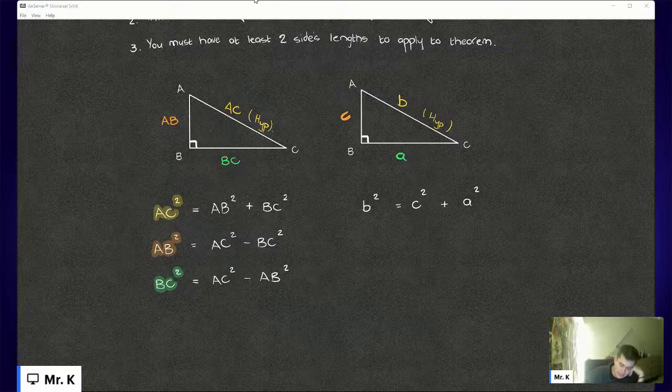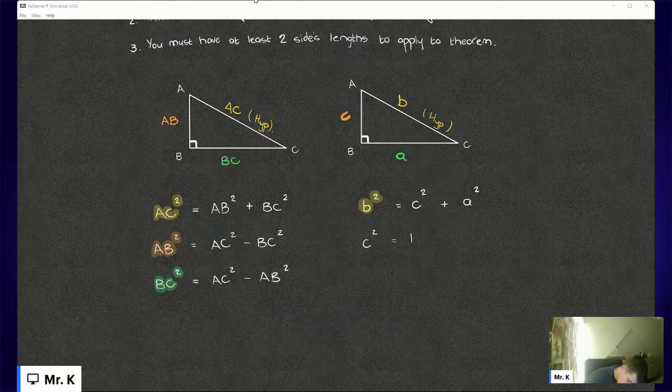And we can take this version that we have on the right over here with the lowercase letters and do exactly the same thing, right? We can rearrange this. So we would then have c squared is equal to b squared minus a squared. And again, guys, I'm showing you where these variations come from so that you're not confused by them.